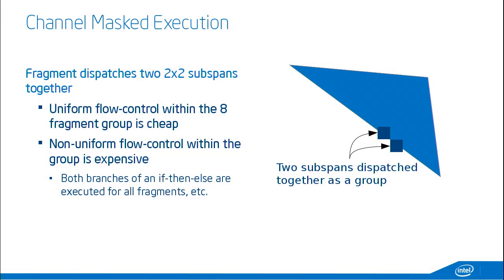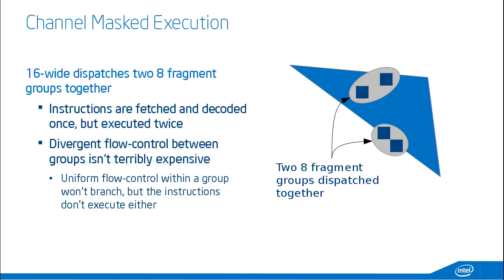On the fragment shader side, we dispatch at least a pair of 2x2 subspans at a time. It's the fairly common dispatch of a quad of pixels at a time so that you can calculate derivatives. Uniform flow control across any of the pixels in the 8-pixel group is cheap. Non-uniform flow control within the 8-pixel group is more expensive because you generally have to execute both branches of the if statement and throw away a bunch of the values that were calculated. In addition, we have a mode where we can dispatch a pair of these 8-fragment groups to dispatch 16 fragments at a time.